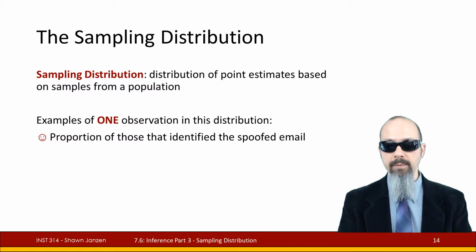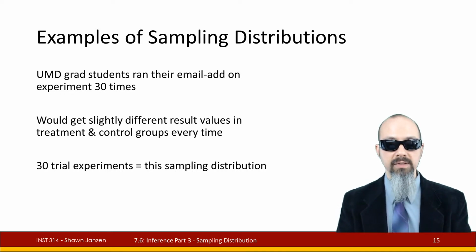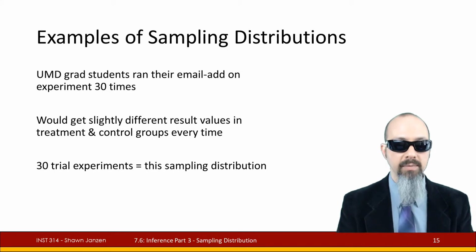So think about it this way. If we did the UMD grad student email add-on and we did the same experiment 30 times, we would get a slightly different result in the values for the treatment and control groups every time. 30 different trial experiments is going to create a sampling distribution of 30 possible outcomes.